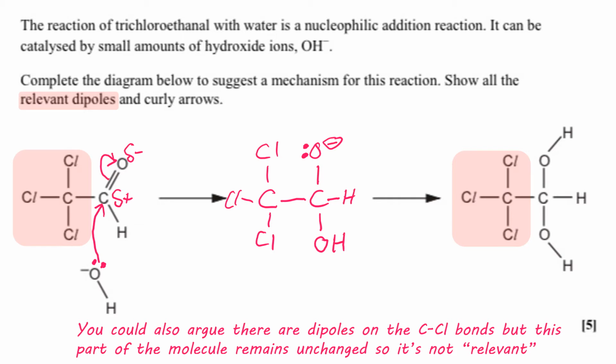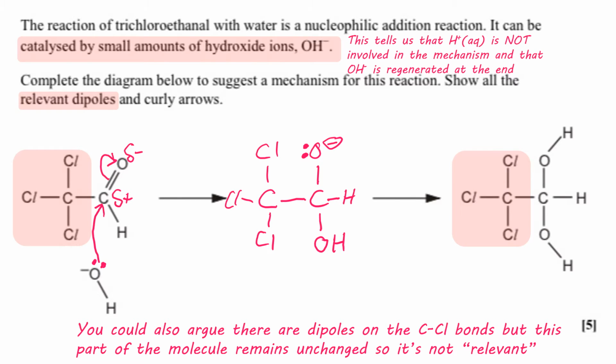So in textbooks, this mechanism is covered by either having an H plus at this point or a water molecule. So how do we decide between which of those two to use? The clue is in this part of the question where it says it's catalyzed by small amounts of hydroxide ions. If there was H plus in the mechanism, then that would suggest that hydroxide ions aren't present because, as you probably know, hydroxide ions and H plus react together to make water. So therefore, H plus is not the way to go in this particular case.